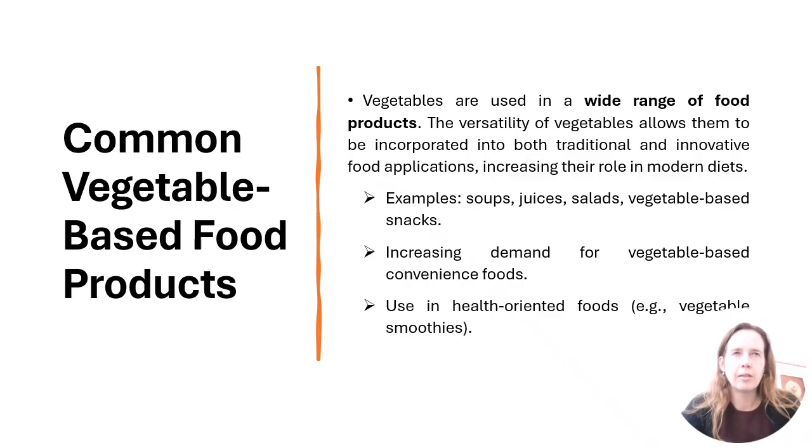There are some types of foods that are more linked to one type of end-of-the-chain food than the others. Of course, if you think about meat, we can think about barbecue. But if you think about vegetables, what are the common vegetable-based food products that we have? We have a big, huge range of food products.